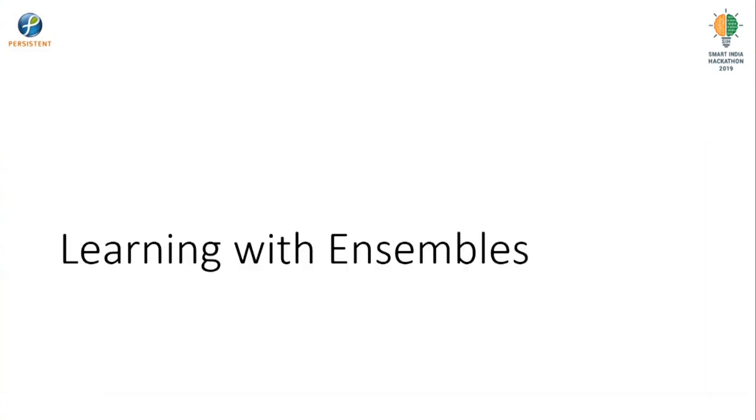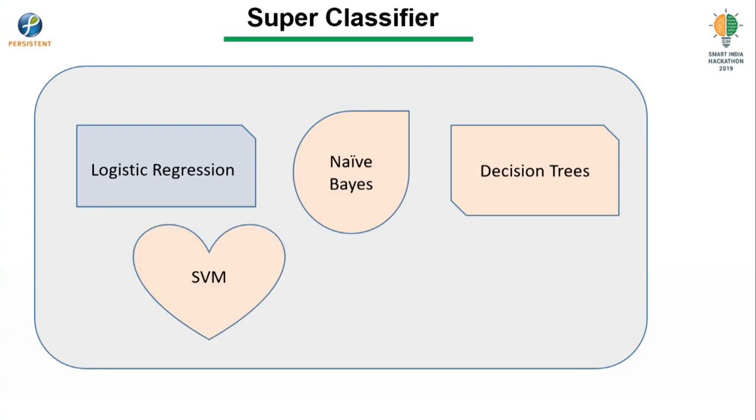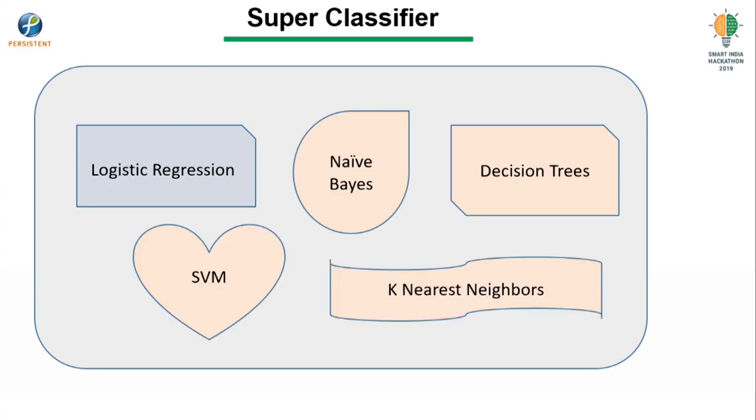Now, let us look at learning with ensembles, which is nothing but collaborating with each other. We have seen many classifiers such as logistic regression, naive Bayes, decision trees, support vector machine, k nearest neighbors and so on. Is there a way where we can take advantage of each one of them, bring them together and make a collective effort to generate the final prediction? Yes, it is quite possible, and people have done a lot of experiments with this.